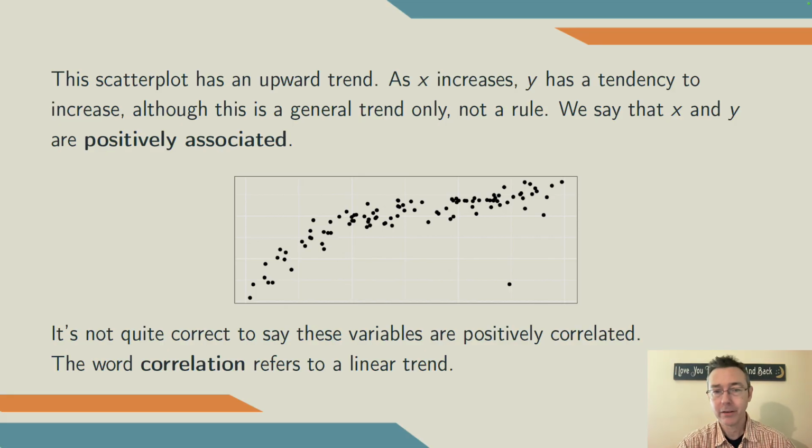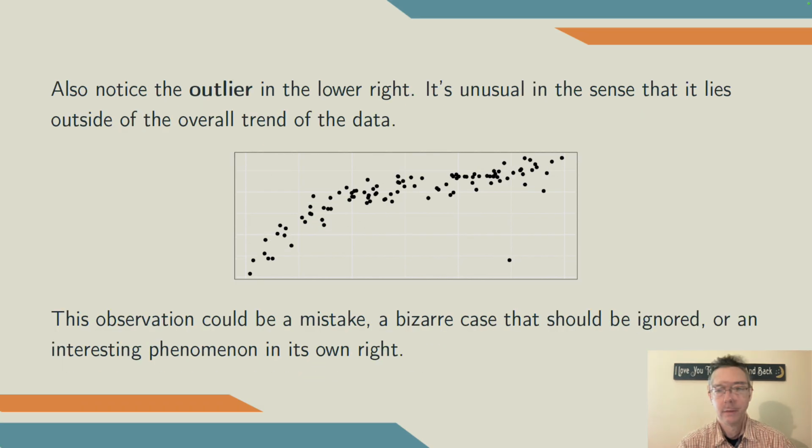Now, of course, that's just a general trend. It's not a rule. Sometimes if you compare two points, one will have a bigger x value but a smaller y value. In a plot like this, we say that the two variables have a positive association, or that they're positively associated. It's not quite correct to say that it's a positive correlation, because the word correlation is reserved to talk about linear trends in scatter plots.